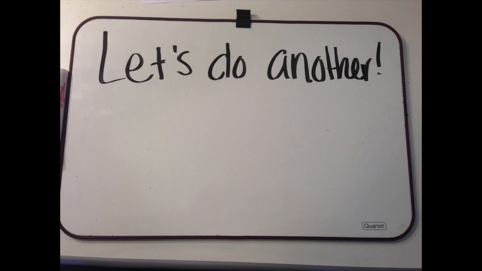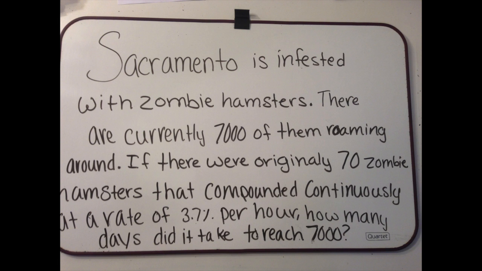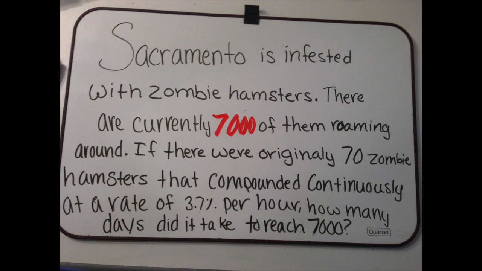Okay, so let's do another because math is just so much fun. Sacramento is infested with zombie hamsters. There are currently 7,000 of them roaming around. If there were originally 70 zombie hamsters that compounded continuously at a rate of 3.7% per hour, how many days would it take to reach 7,000?